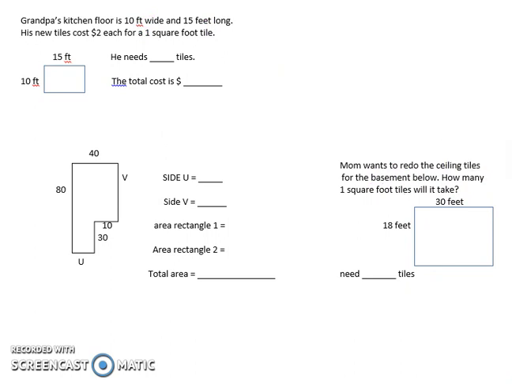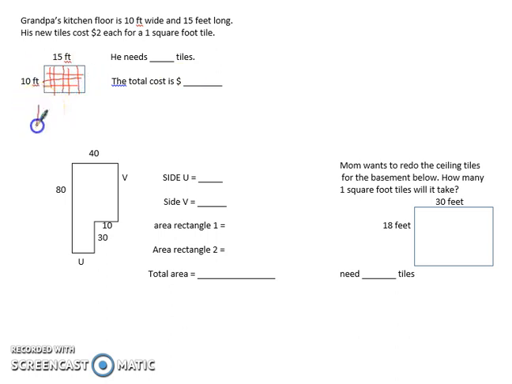Couple to go. Grandpa's kitchen floor is 10 feet wide and 15 feet long. So here's his kitchen floor. His new tiles cost $2 each for 1 square foot tile. So I'm trying to find the number of tiles and the total cost. When I put floor tiles down, I know it's going to cover this whole floor, right? So that's an area problem.